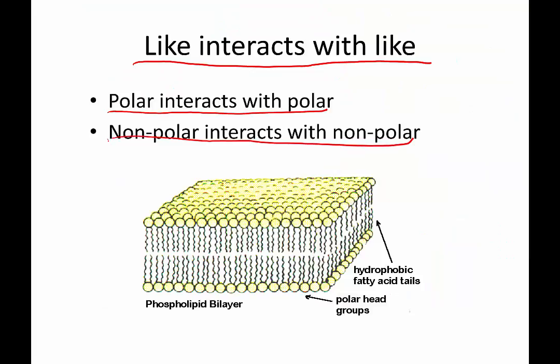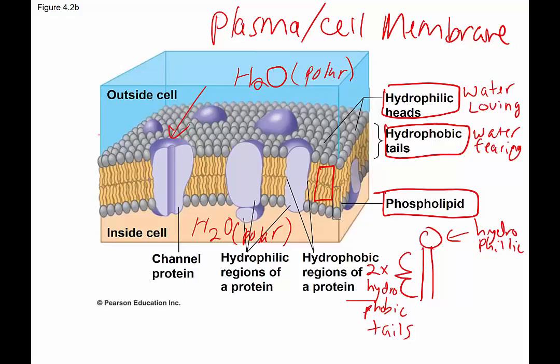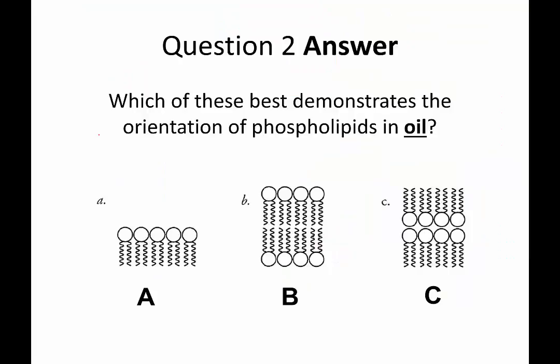So again, we can go to the second concept here for the second question I asked. Nonpolar things like to interact with nonpolar things. So this time we're looking at the arrangement of phospholipids in oil. Oil, if you remember, is a lipid, so it's nonpolar. So essentially, this is just a flipped version of the last question. As opposed to water being the molecule surrounding the phospholipids, we have oil instead.